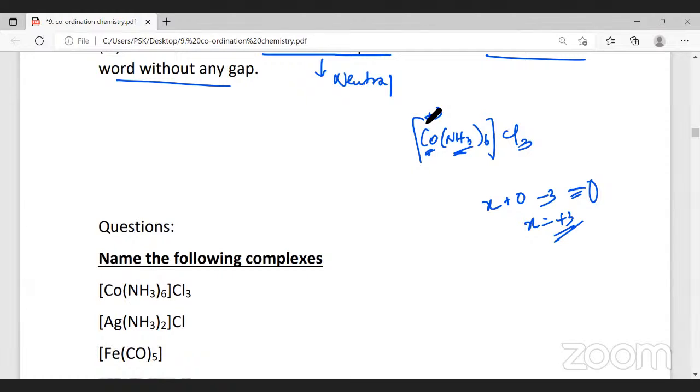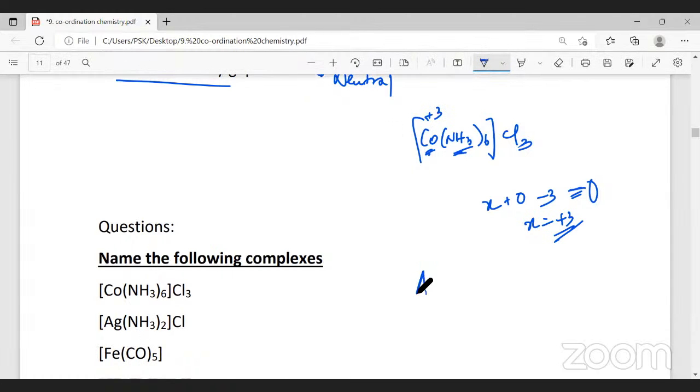Now, similarly, if I take Ag, NH3 twice, and Cl, what's the oxidation state of silver? The charge overall is 0. Chlorine is -1. Ammonia is a neutral ligand, 0 into 2 is 0. And silver, we take it as X. X will be equal to +1.